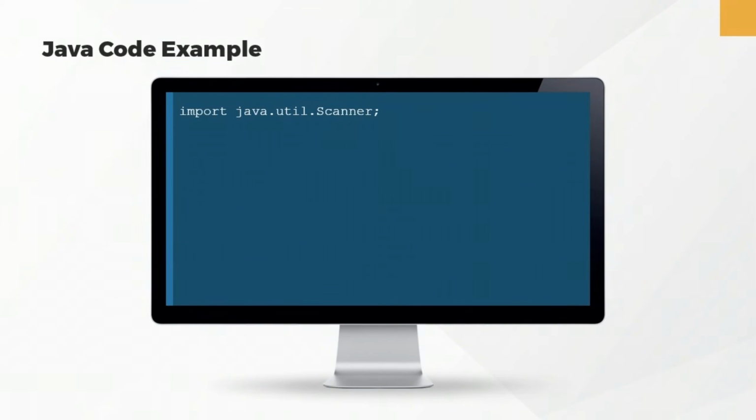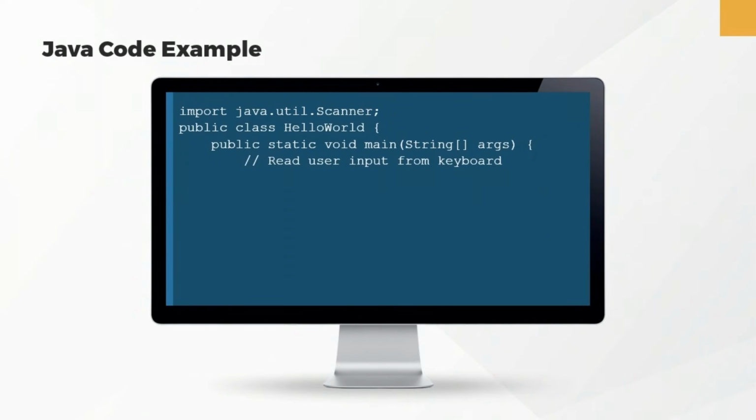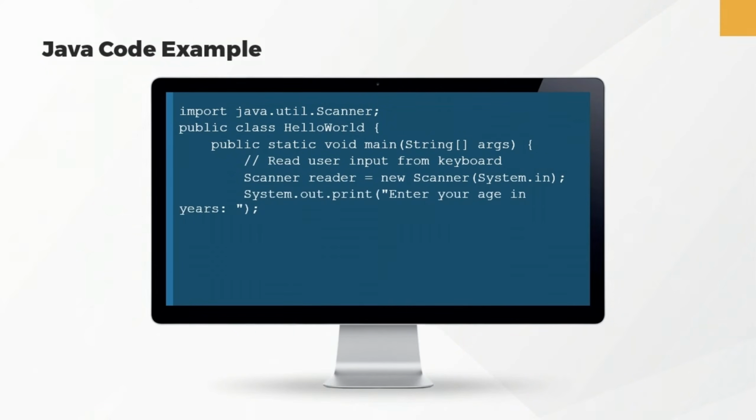The first thing to do is import the required libraries. Here we are importing java.util.Scanner so that we can take some input from the user, and we are declaring a class called HelloWorld, and the next thing we are going to do is read user input by initializing and creating a new instance of the Scanner class. Now we want the system input, and then we are going to send out a message. System.out.print displays on the screen, telling the user to enter your age in years.